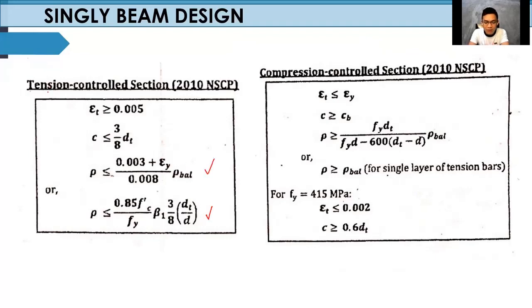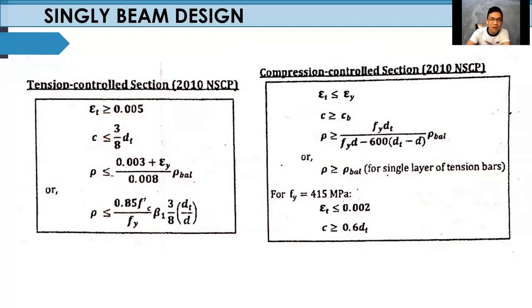Sir, what if, sir, sa isang problem sinabi that the section is tension controlled? Ano yung gagawin namin? So, pag ganyan yung sinabi, class, na tension controlled yung ating section, automatically, ito na yung mga gagamitin mo na formula. So, equivalent mo yan. C mo is magiging ganito, rho mo is magiging ganyan. So, therefore, pag sinabing tension controlled, ito na mismo yung mga formula na gagamitin mo.